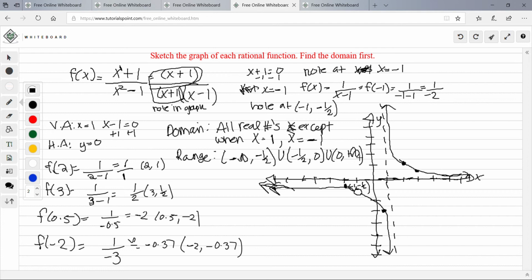So that's how you sketch. This one has a hole in the graph, and it is bottom heavy. So that's how you graph a hole in the graph and a bottom heavy rational function. Another one.